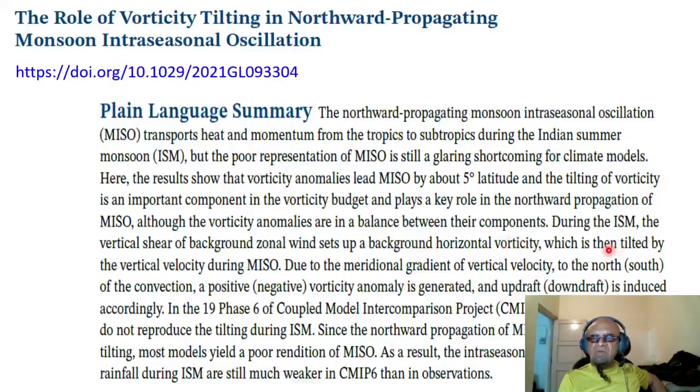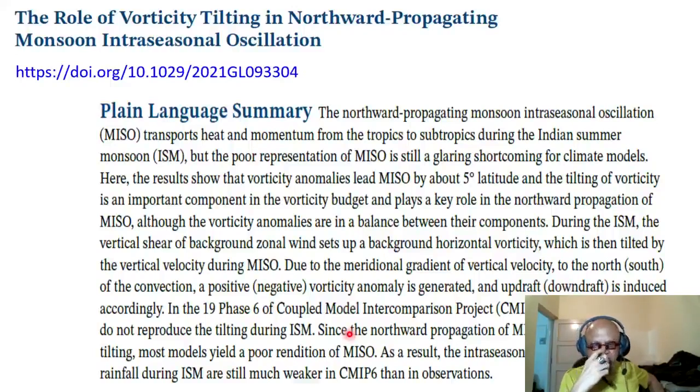During the Indian summer monsoon, the vertical shear of the background zonal wind sets up a background horizontal vorticity, which we already looked at, which is then tilted in the vertical by the vertical velocity during MISO, so the meridional gradient of the vertical velocity. Due to the meridional gradient of vertical velocity, to the north of the convection, a positive vorticity anomaly is generated, while to the south a negative vorticity is generated. So that gives you convection ahead of the present convection and the northward propagation. So updraft is induced to the north and downdraft to the south.